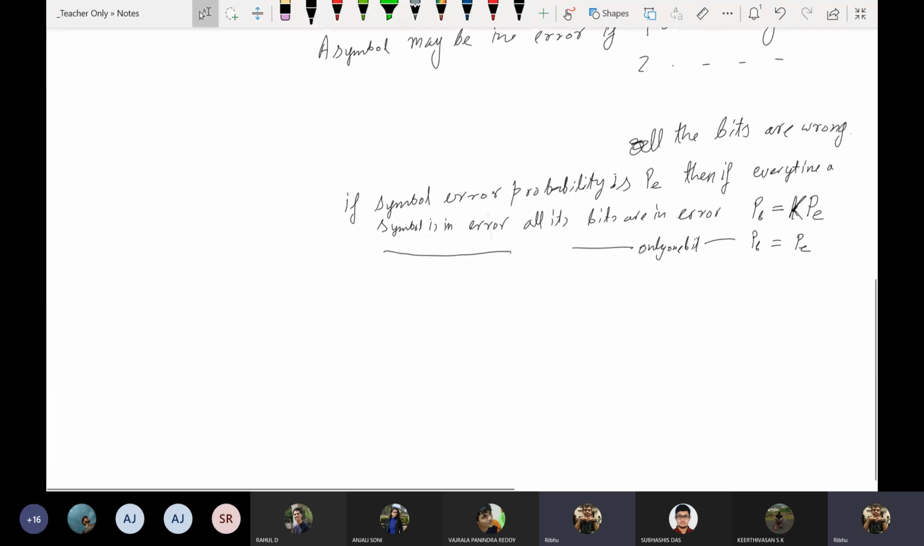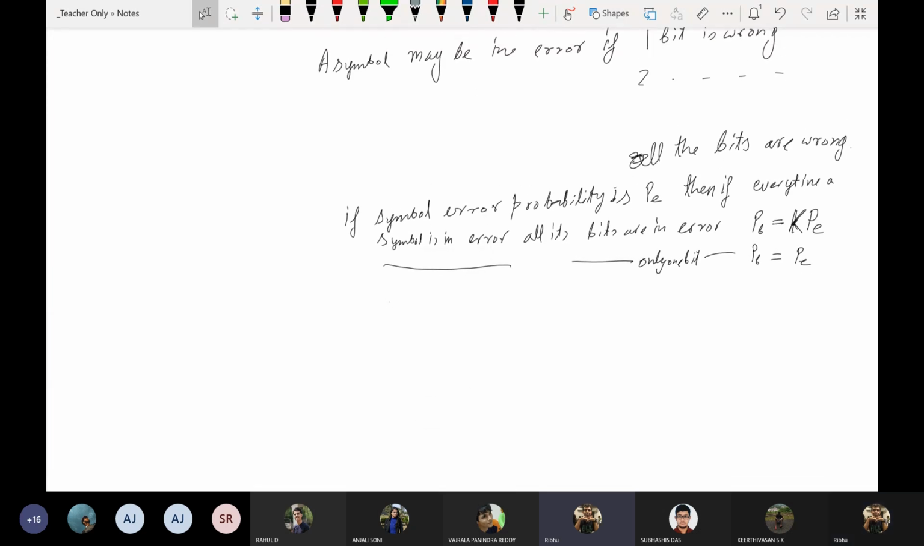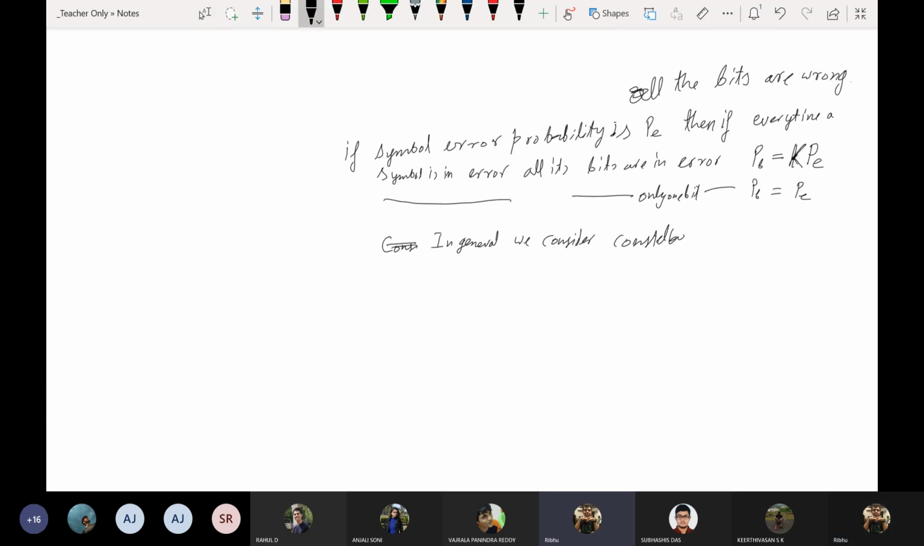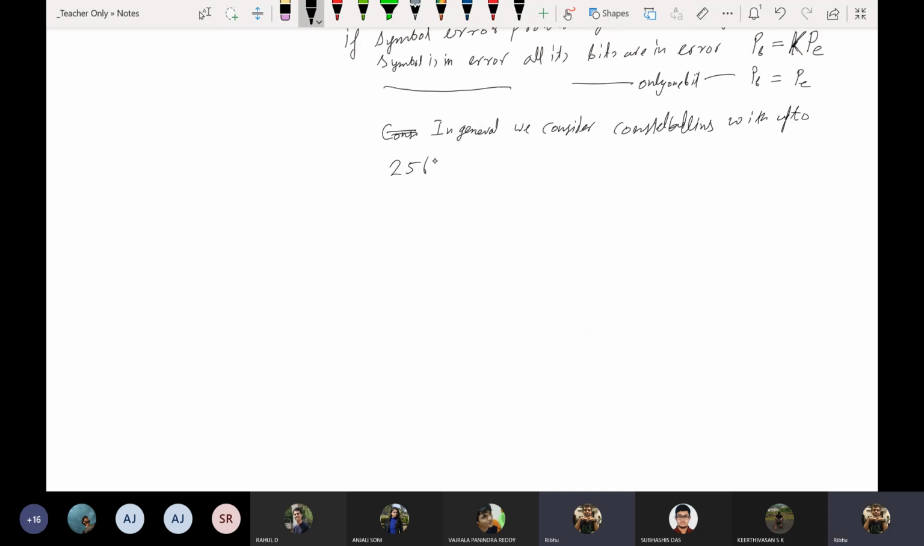And answering Rahul's question, in general we consider constellations with 256 or 1024 QAM is, from what I know, the largest constellation that is used practically.